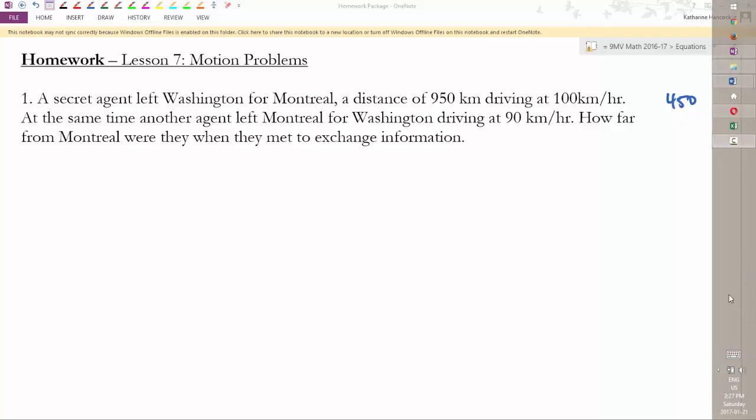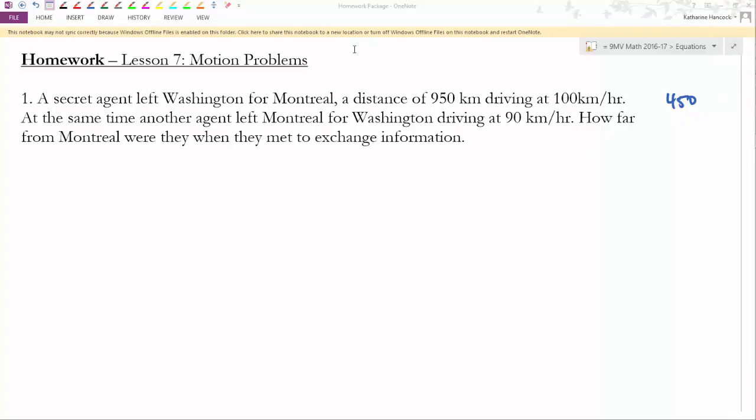Here's how I solved the homework from Lesson 7, the motion problems. Question 1. A secret agent leaves Washington for Montreal, a distance of 950 kilometers, driving at 100 kilometers an hour.